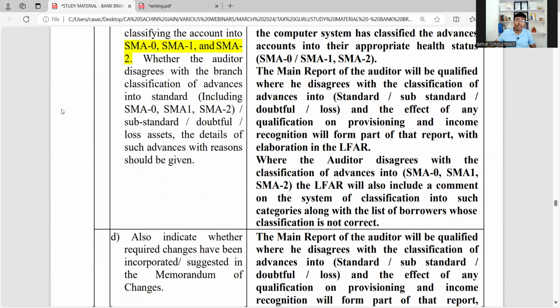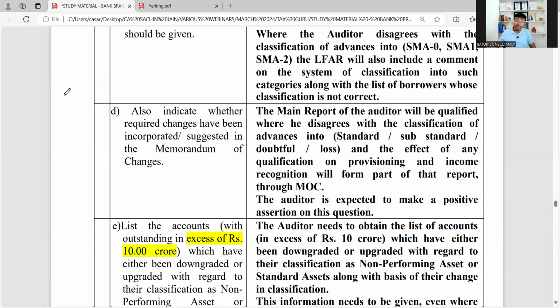If there is any issue with SMA 0, 1, 2, and if you want to report the same, and if you want to highlight that matter to the management, in that case the same is to be reported here. If there are any MOCs provided, in that case the complete detail of the MOC should be provided here.